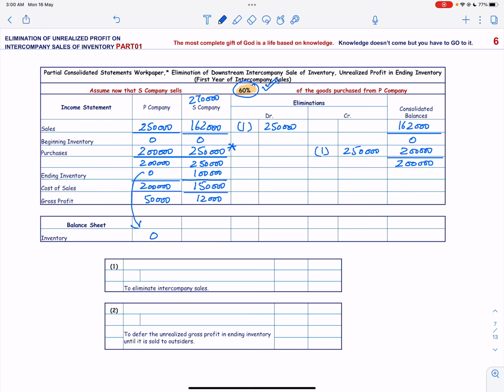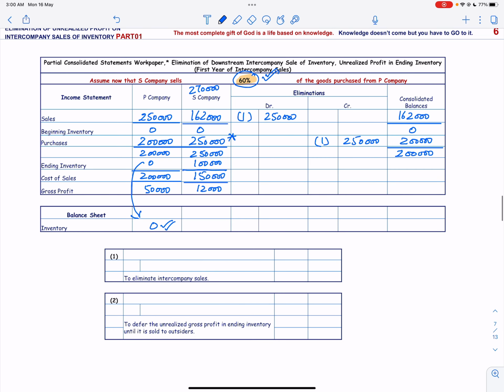Now the parent company sold 100%, so they have the ending inventory balance as 0. But S company sold 60% to the third party, so there is ending inventory of 100,000, and this includes intercompany profit, and that will be 40% of 50,000, and this has to be eliminated. Now this profit has not yet been realized by the consolidated entity through sales to outsiders or third parties, so this has to be eliminated.